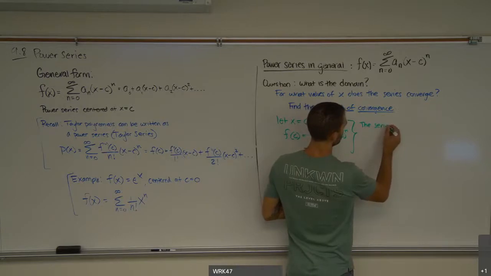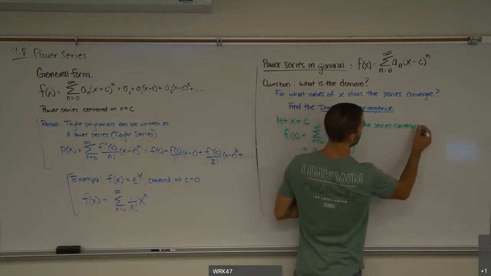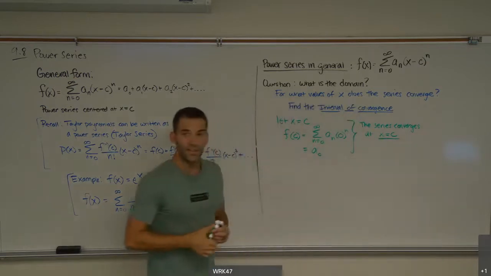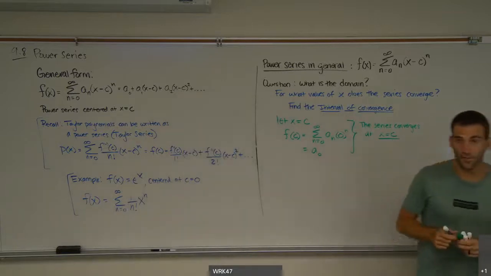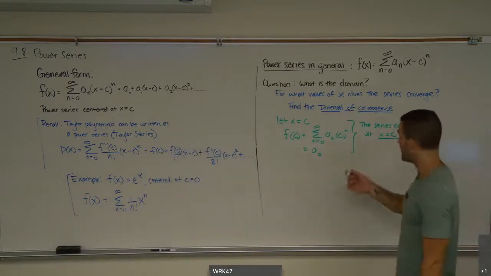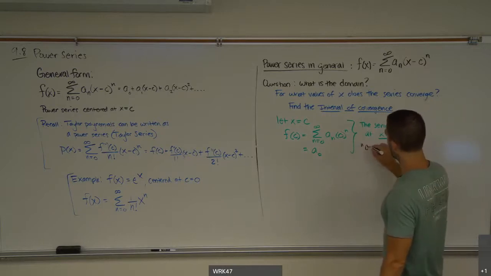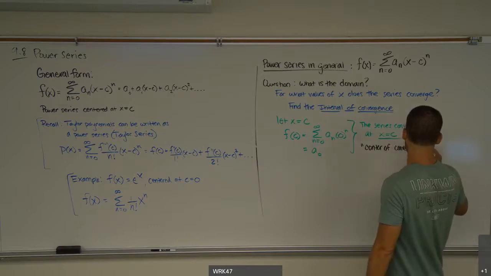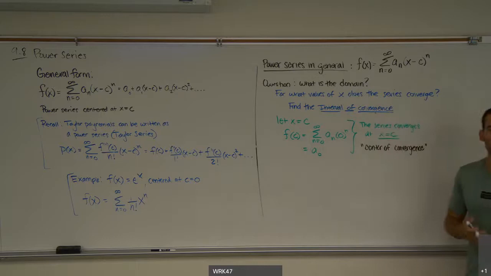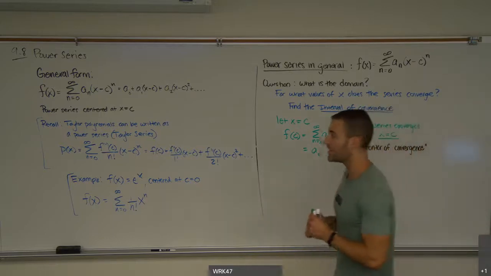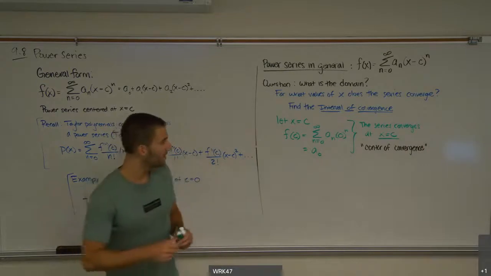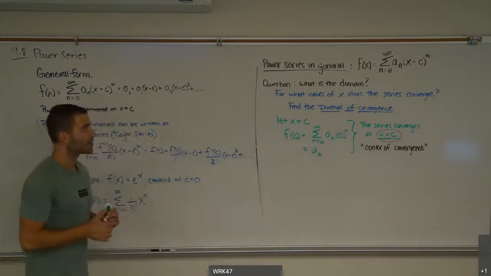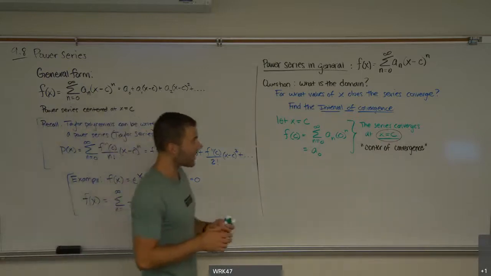So the series converges at x equals c. And so for that reason, we're going to call c the center of convergence. It's the center of my power series, centered at c. We're going to call it the center of convergence. And oftentimes you'll see this as, where is the power series centered? And what do they mean by that? They mean the center of convergence. So c is the center of convergence. And so I know that I can plug in c. Outside of that, I have no idea.